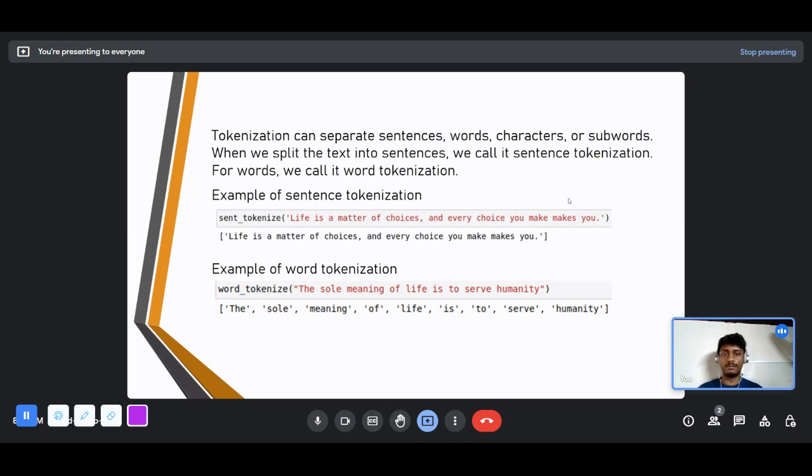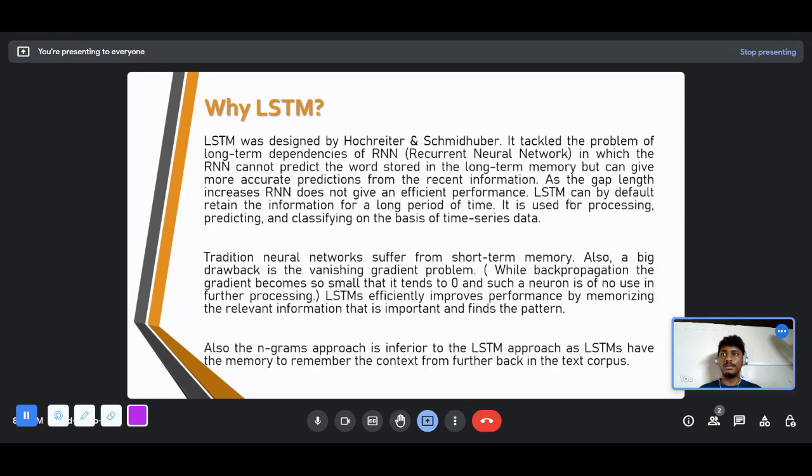Moving on, the question arises: why LSTM? Why not any n-gram approach? Why not any traditional neural network approach? To answer this, let us understand how exactly LSTM is different from any other traditional neural network.